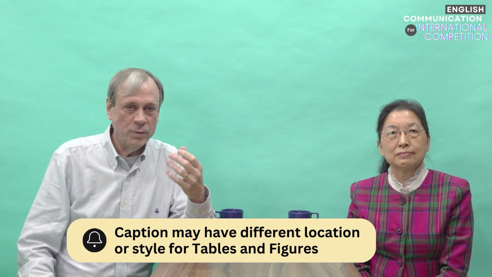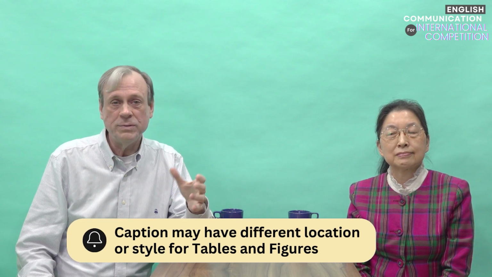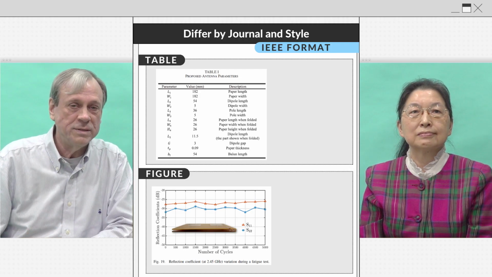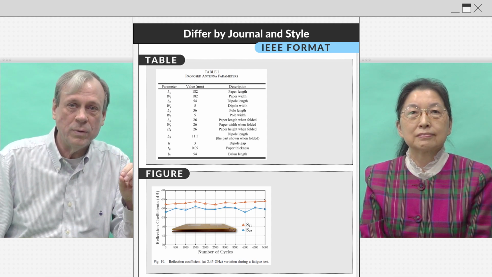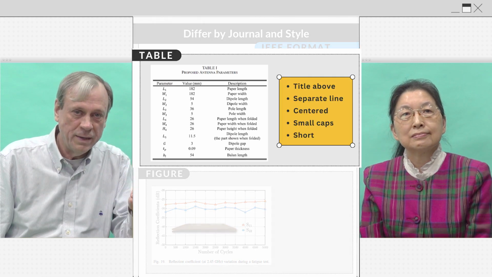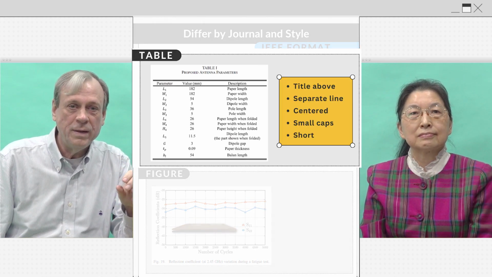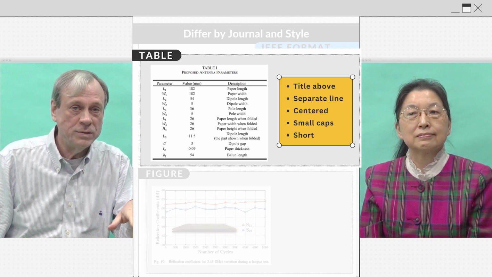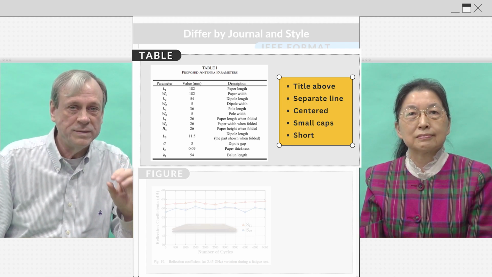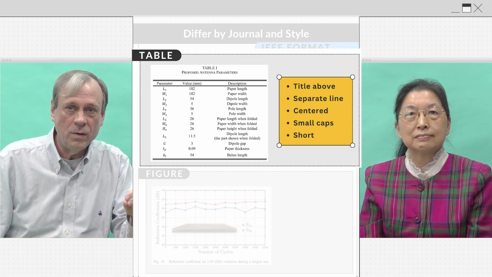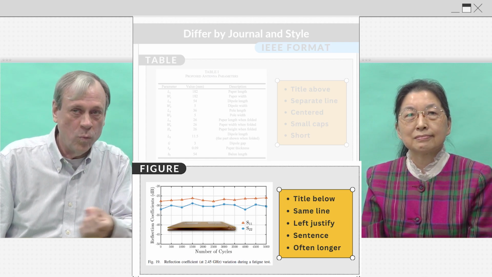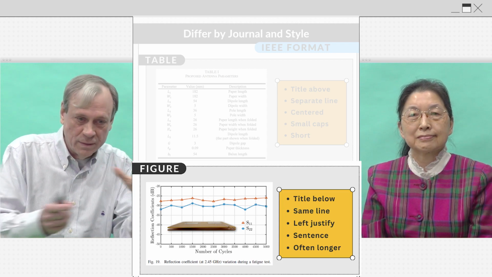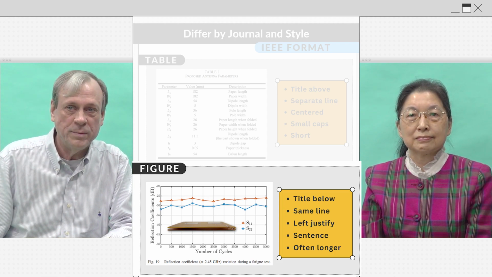And the caption, both the location and the format, in some journals, some situations, is identical. In other cases, not. Here's an example, for instance, from IEEE, the electrical engineering format. And you see that for the table, the table has the title above, it's centered, and the caption for the table is on the next line. And all of that is in small caps. On the other hand, for the figure, the title is below, it's in normal font, it's on one line, and it's left justified instead of being centered on the page.